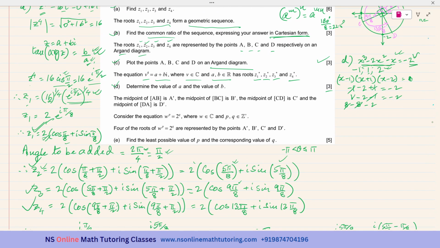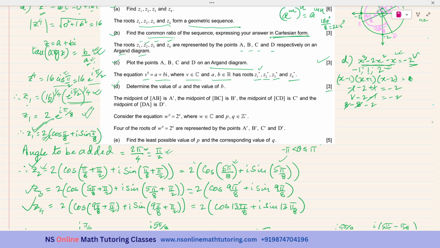So now v to the power of 4 equals a plus bi. I can take any of these 4 roots. Of course, I have to take the complex conjugate, but I can take the complex conjugate of any of these 4 roots. I do not have to multiply the complex conjugates of all the 4 roots. Let me take the complex conjugate of this z1, because z1 star is also a root of this equation. So therefore, this is part D.